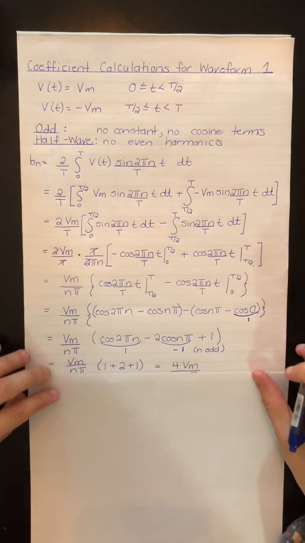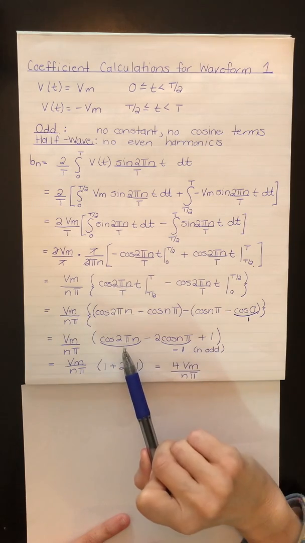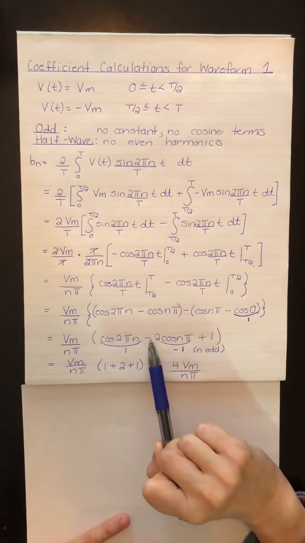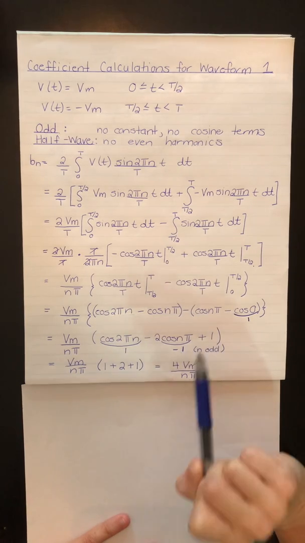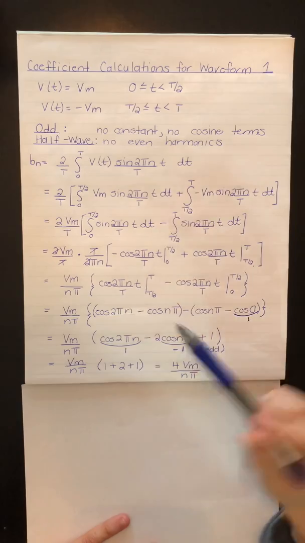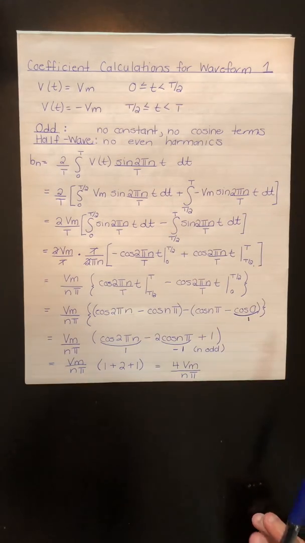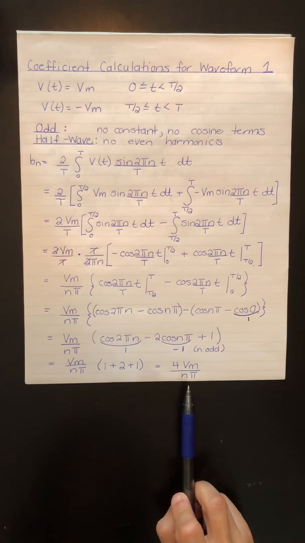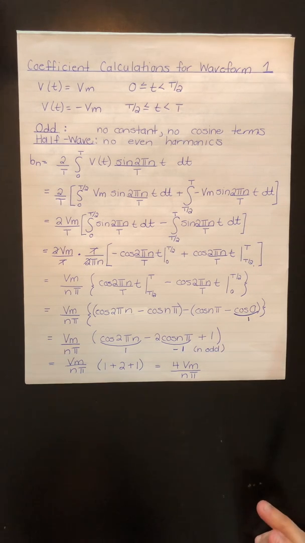Okay, so this means in this bracket we have positive 1, minus 2 times negative 1 is positive 2, and at the end, positive 1, so 4. And this is the general term Bn. Bn is equal to 4 V max over n pi.